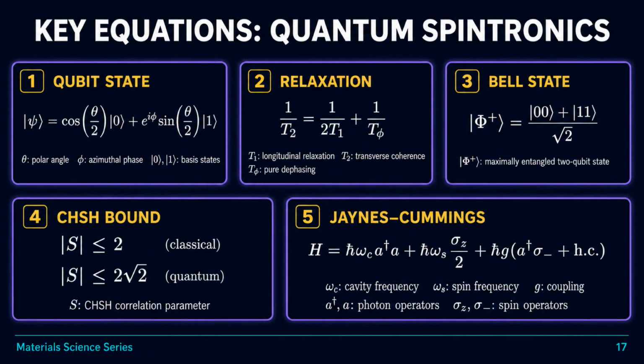Let's review the key equations. The qubit state on the Bloch sphere uses polar and azimuthal angles. Relaxation times are connected through T-phi, the pure dephasing time. Bell states represent maximum entanglement. The CHSH inequality distinguishes quantum from classical correlations. The Jaynes-Cummings Hamiltonian describes spin-photon coupling. These equations underpin quantum spintronic technologies.